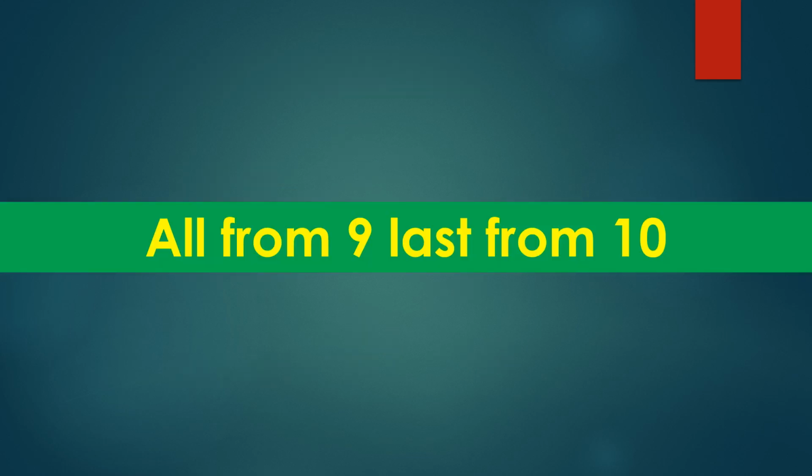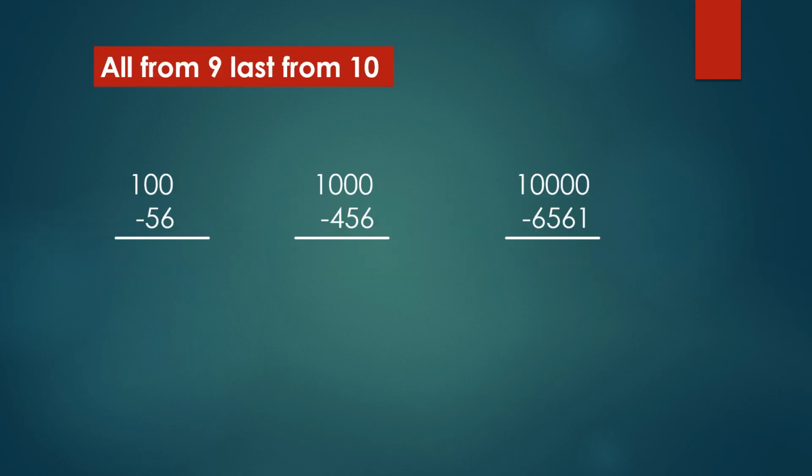Let's see the next method, all from 9, last from 10. Let's see what this method is and how to solve these questions. So here, when we have questions like 100 minus, 1000 minus, 10,000 minus, 50,000 minus, 10 lakhs minus, where all zeros are in abundance. Okay. So let's see how to solve this question. The first step, we have to divide into two parts, in such a way that zeros are grouped into one side and other numbers are grouped into another side.